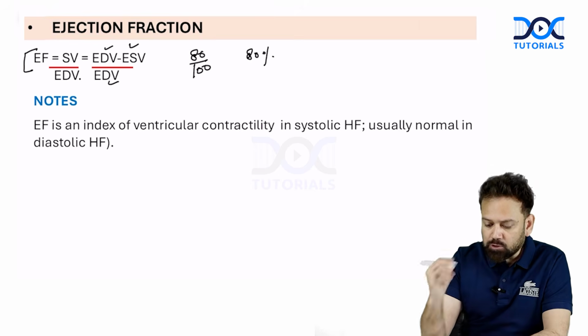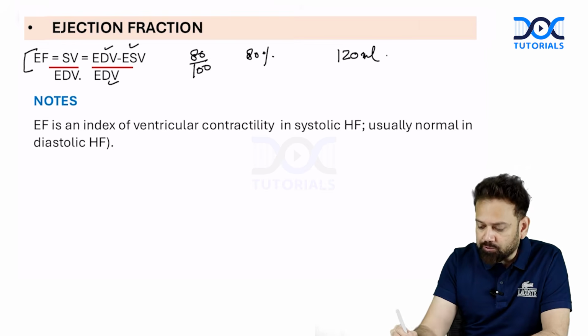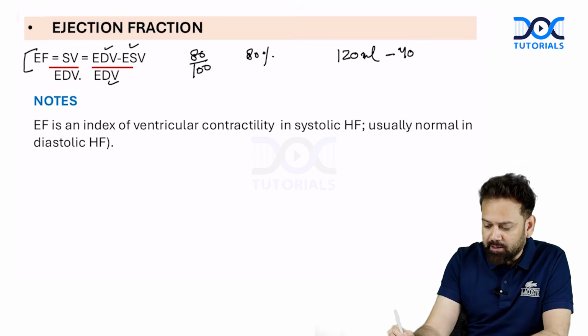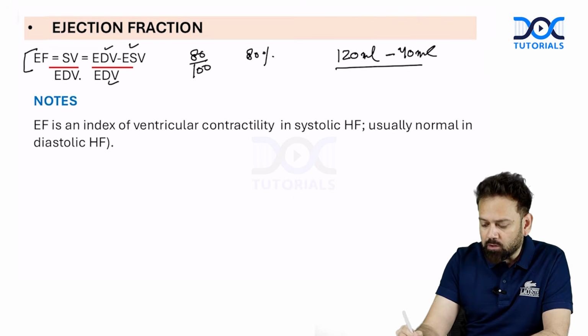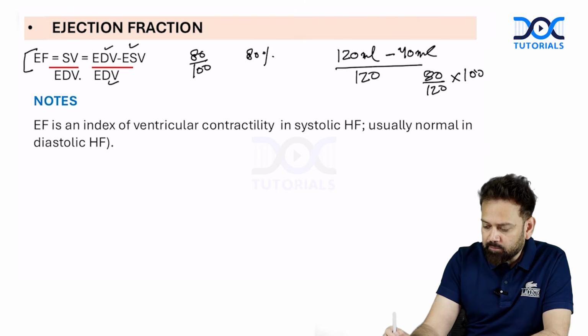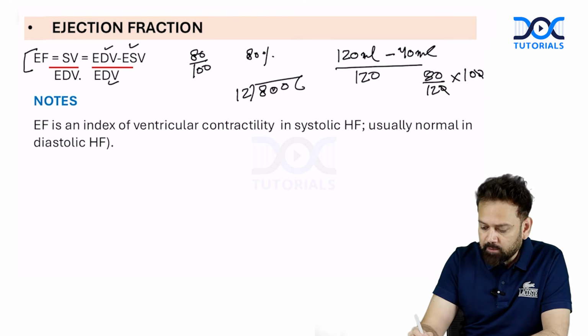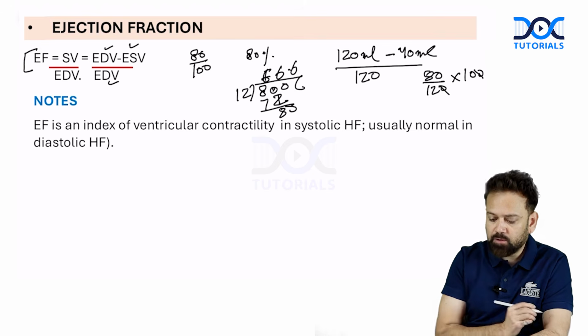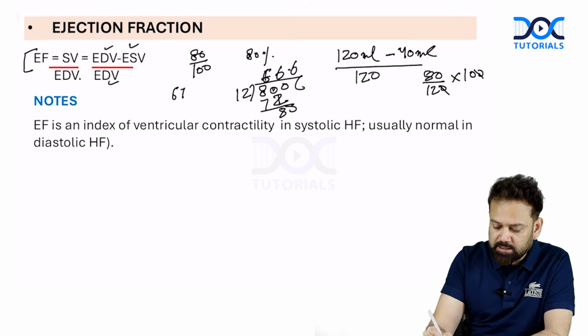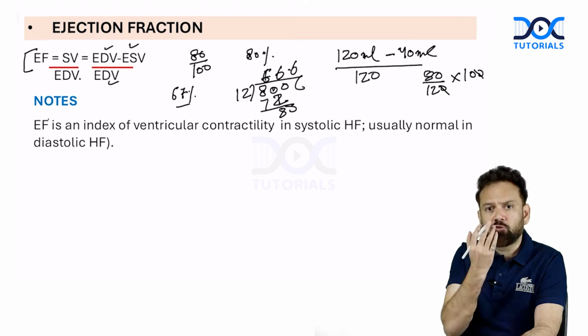80%. Suppose I have 120 ml of blood before contraction, and after contraction only 40 ml is left. So 120 was end diastolic, so it will be how much? 80 upon 120 into 100. What is the answer? It will be 66.6%. So in this condition, you can say 67% is the ejection fraction. I've given you one example only.